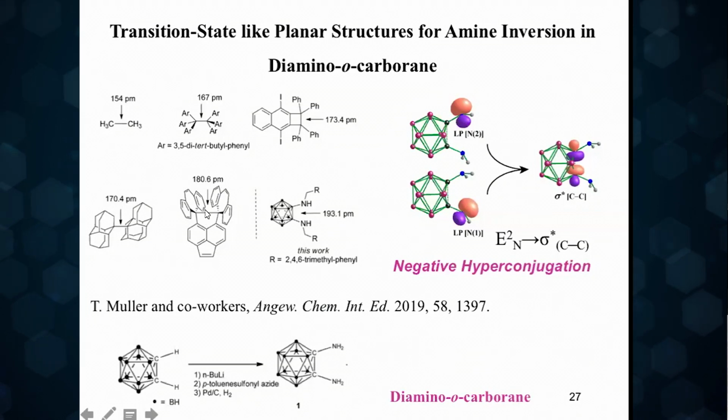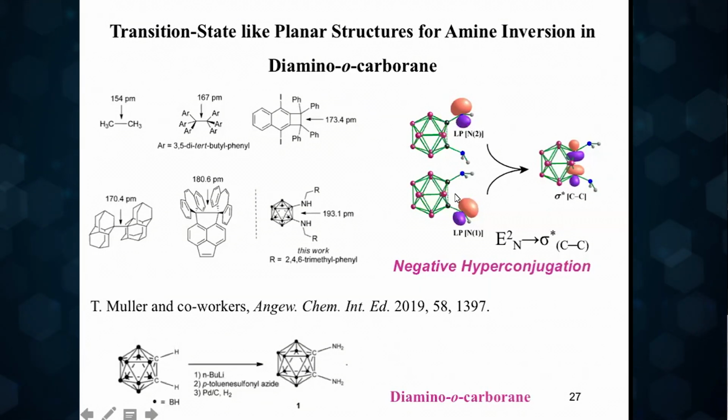Well, people have tried to make it longer by making this kind of compounds which are called carboranes, and these are examples where you can see that the nitrogen lone pair interacts with the sigma star, the antibonding sigma orbital of the CC bond. As a result, the electron gets transferred from this to this, and this bond gets really stretched. You can make this bond even longer than 2 angstrom.